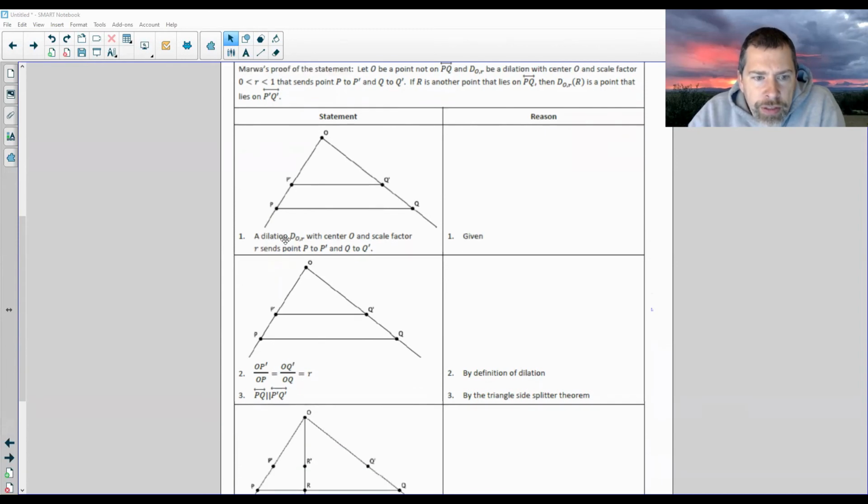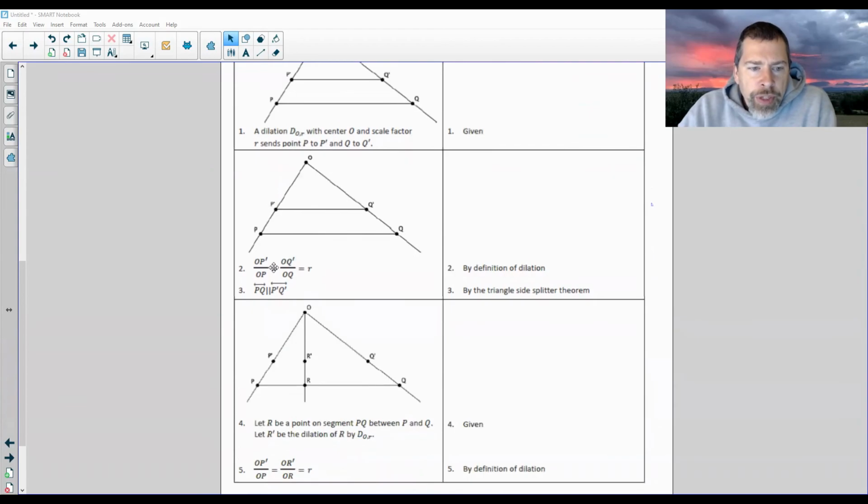So the way we start this is we say that the dilation D from O, scale factor R, with the center at O, sends points P to P prime and Q to Q prime, given. Since that is true, then we can say that OP prime over OP equals OQ prime over OQ. So in other words, these two triangles are proportional. They equal the scale factor R, and that is by definition of dilation. Then we can say PQ is parallel to P prime Q prime by the triangle side splitter theorem. So now we know those two lines are parallel.